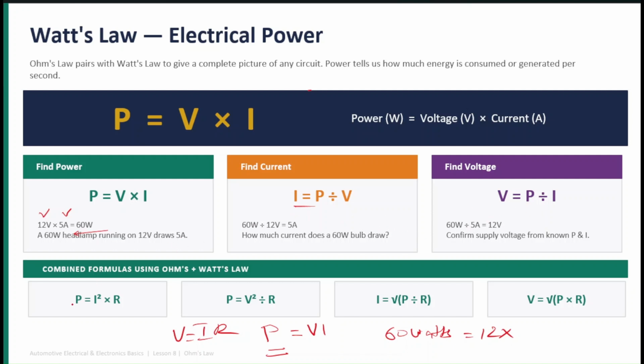Similarly, there are other derivatives for the current and the voltage. From here we can derive this. How? P is equal to V into I. But as per Ohm's law, what is V? IR. So let me substitute that value. IR into I is equal to I square R. So you can derive all the formulae by using your Watt's law, which is P is equal to VI, and your Ohm's law, which is V is equal to IR.